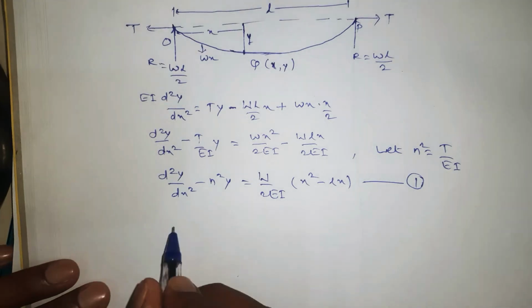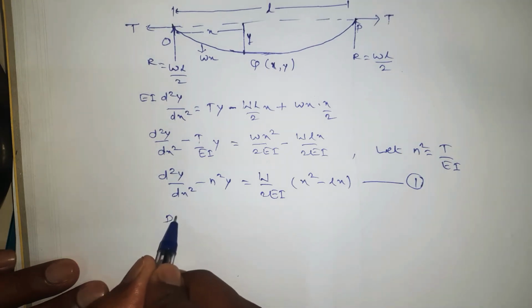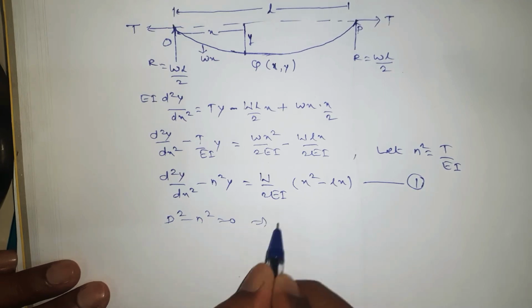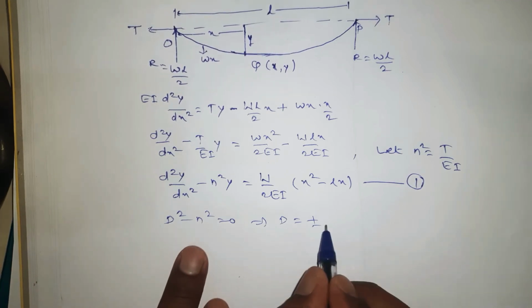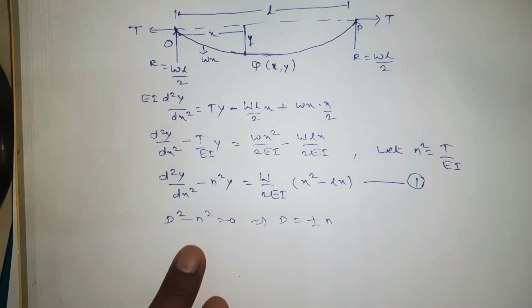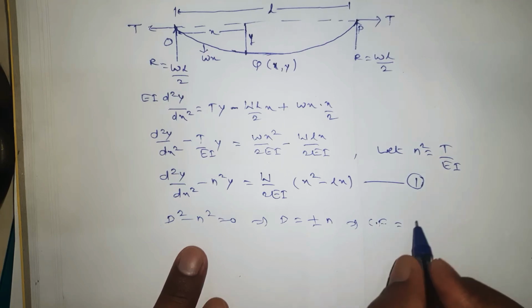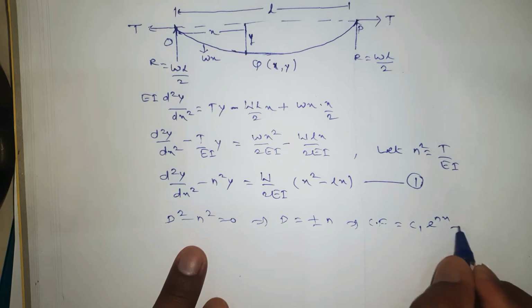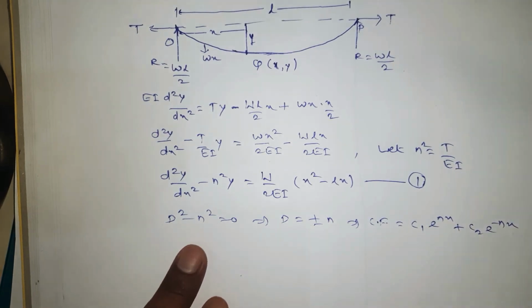Clearly. Now how to find the solution? Complementary function and particular integral. So here the auxiliary equation is D square minus n square equal to 0. So D is equal to plus or minus n. Correct. So what do I get here? Complementary function is equal to c1 e raised to nx plus c2 e raised to minus nx. So the complementary function is over.